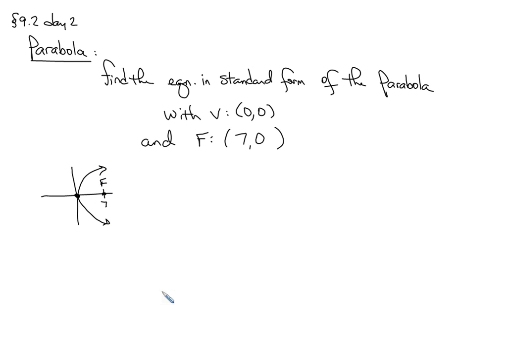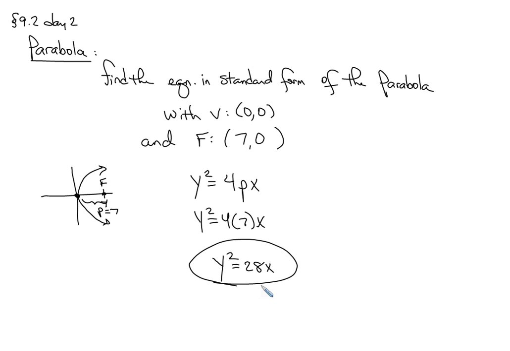So is that the x direction or the y direction? X. So which letter is going to be with 4p? X. So this is going to be y squared equals 4px. How big is p? Positive or negative? Positive 7. So y squared equals 4 times 7 times x. So y squared equals 28x, and we're done. That's it. Super easy, right?